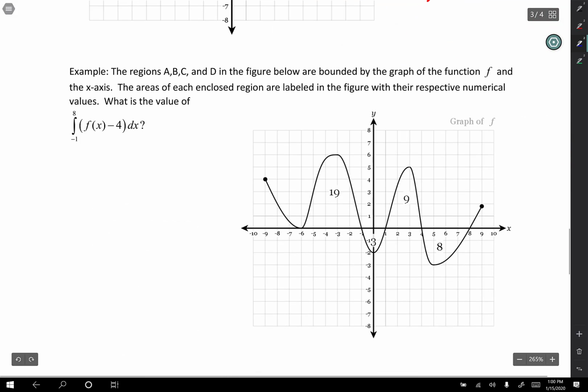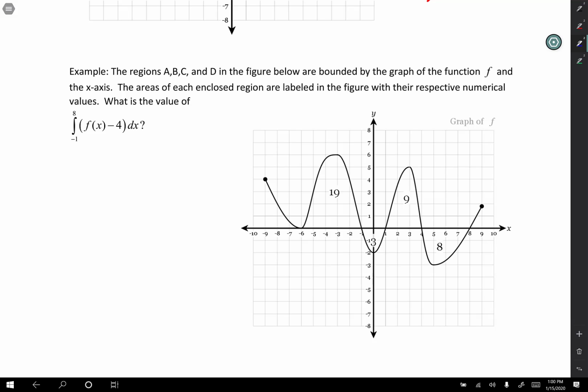Okay, this time they do give you values, and we're going to have to use properties. Let's see, the regions A, B, C, and D in the figure below are bounded by the graph of the function f and the x-axis. The areas of each enclosed region are labeled in the figure with their respective numerical values. What is the value of?